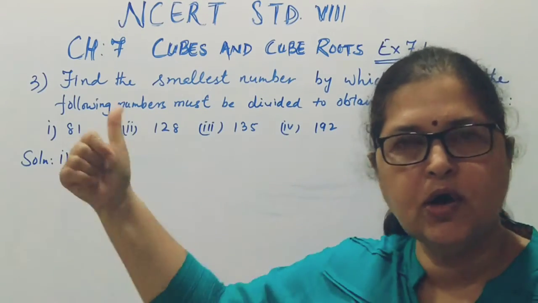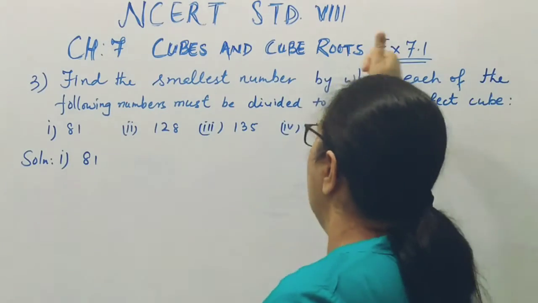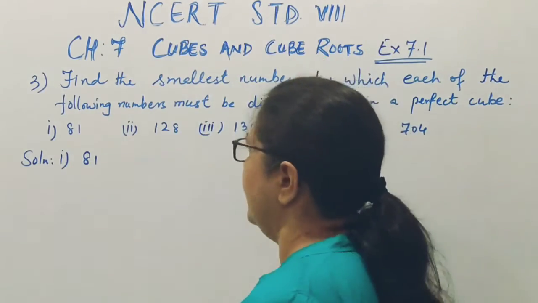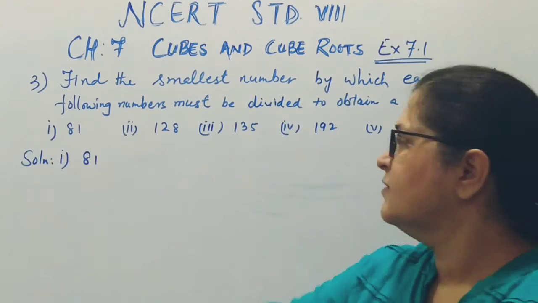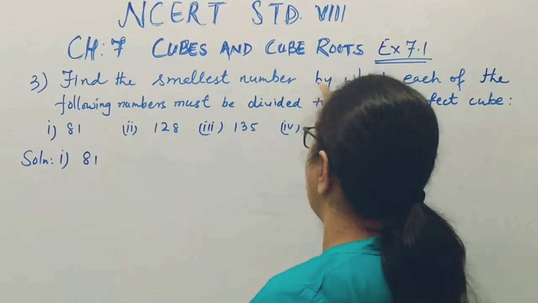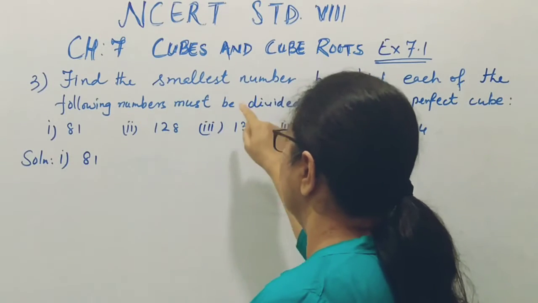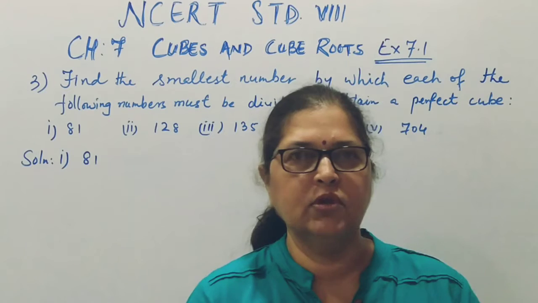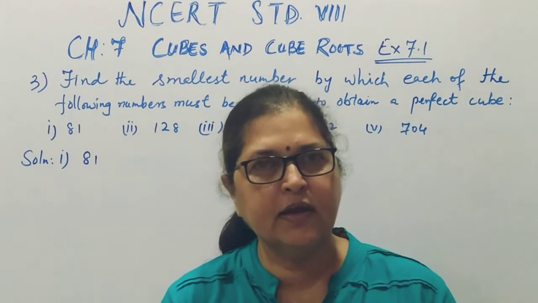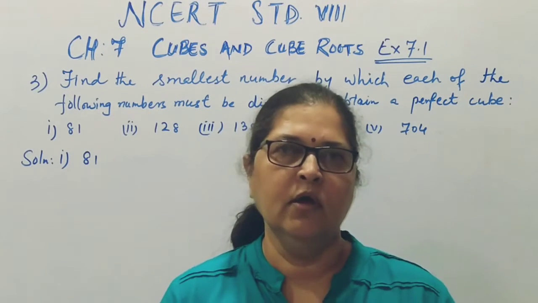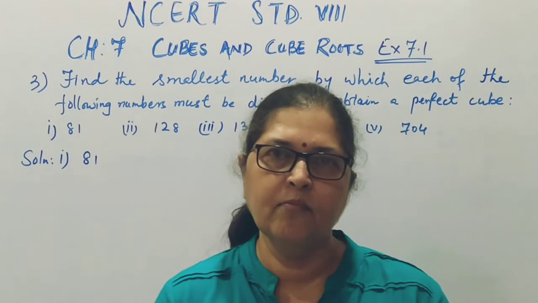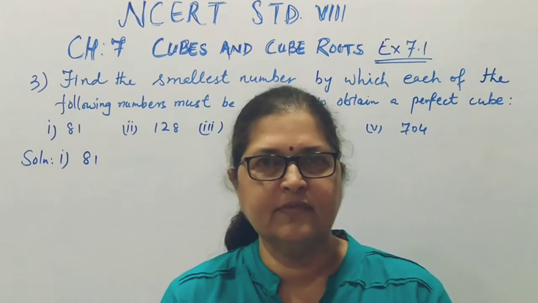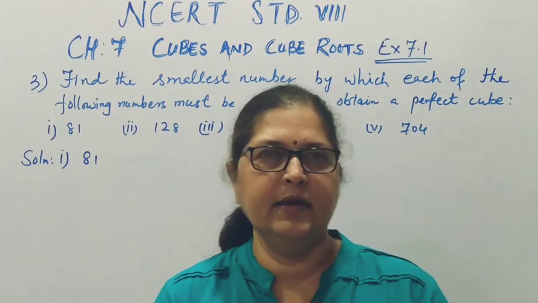I'm Kiran ma'am. Now we are going to start with question number 3, exercise 7.1, chapter number 7, cubes and cube roots, NCERT standard 8. The question says, find the smallest number by which each of the following numbers must be divided to obtain a perfect cube. So the numbers which are given to us are definitely not perfect cube numbers. Hence we need to divide them by some other number to get a perfect cube number. So the first number is 81. Let us start.